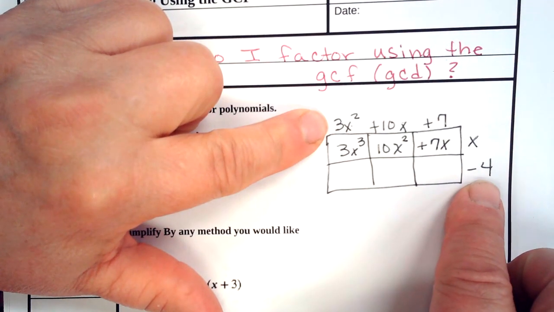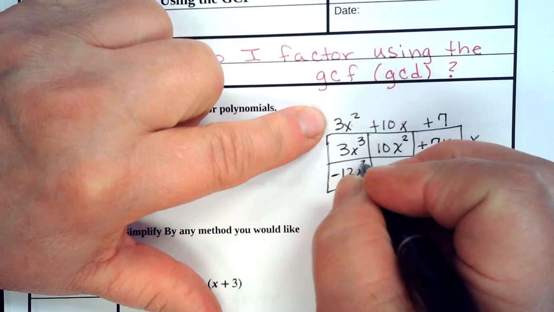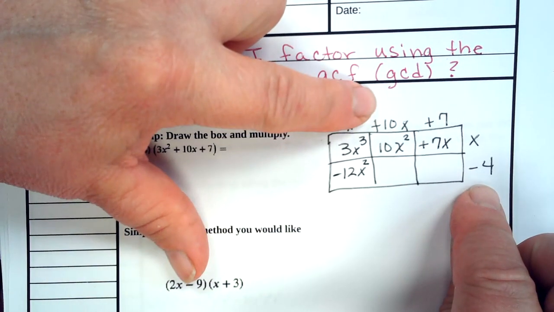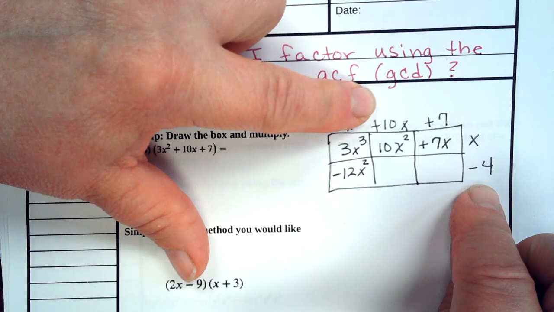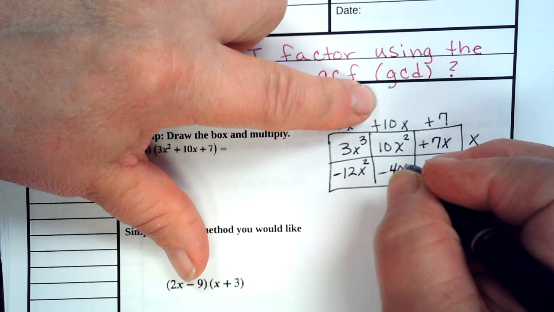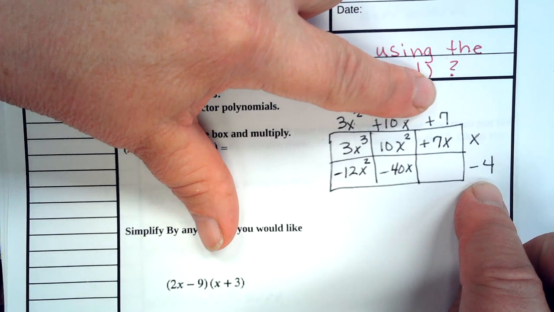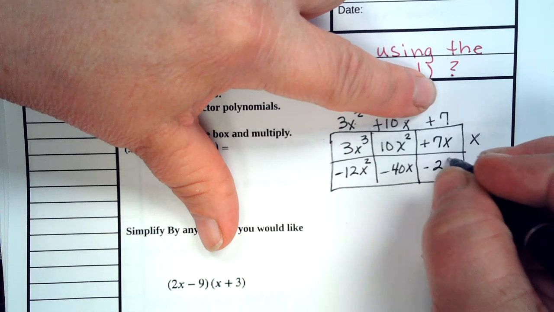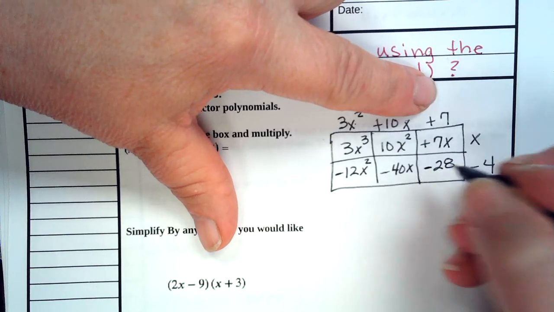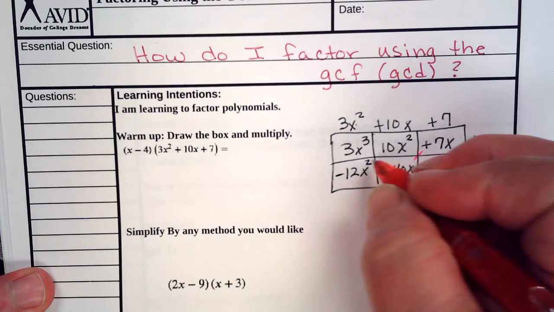3x squared times negative 4 is negative 12x squared. 10x times negative 4 is negative 40x. 7 times negative 4 is negative 28. I've got the two diagonals I have to worry about.